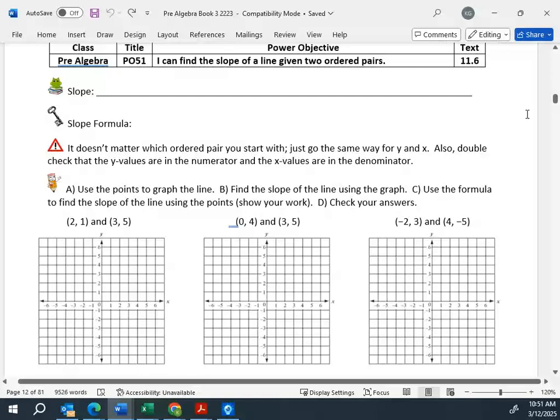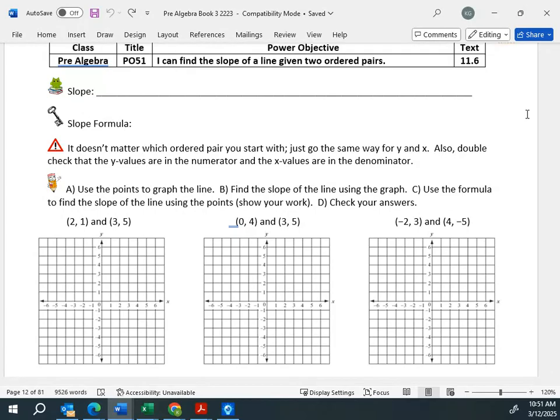Good morning. Today we are doing our last objective for unit, I think this is unit 8. Yeah, our last objective for unit 8, PO51. This is a PO, power objective. We have to make sure we are understanding what we are doing. We will be finding the slope of a line given two ordered pairs.